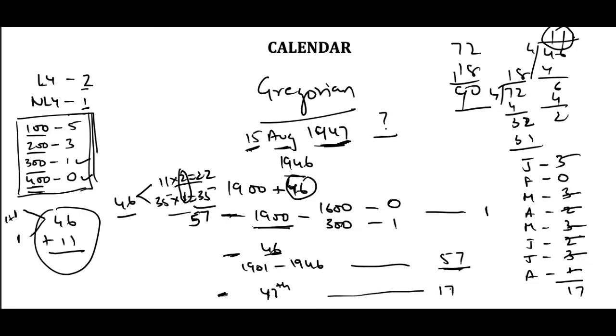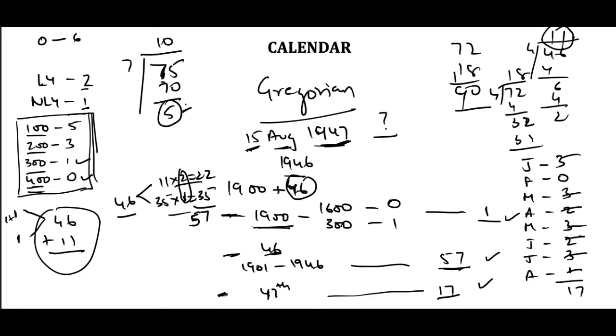Now 57, 17 and 1, if we add this, we have 75 odd days. Now as I said, the odd days should be somewhere from 0 to 6. This 75, because we have calculated it in 3 different steps, so we'll again divide it by 7. 7 tens are 70. We have 5 odd days, so this 5 is the answer.